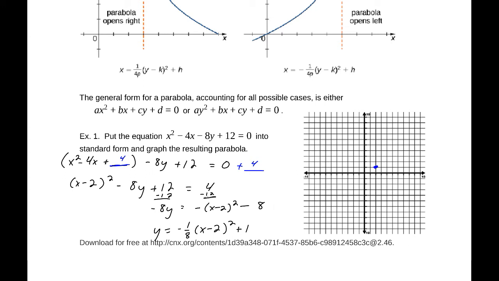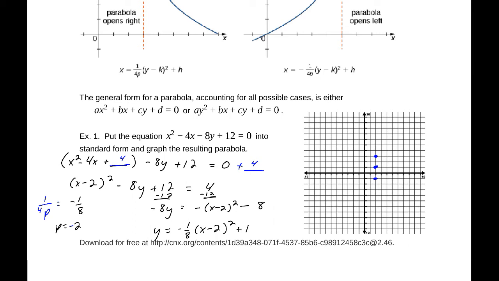Right, now my p-value, I want to go ahead and note that 1 over 4p is equal to negative 1 over 8, which makes our p-value equal to 2. Which means my distance to the focus is 2, and since it is opening up or down, in this case it's actually opening down, we'll have a point going 2 in either direction, or actually p is negative 2, which is why we have opening down there.